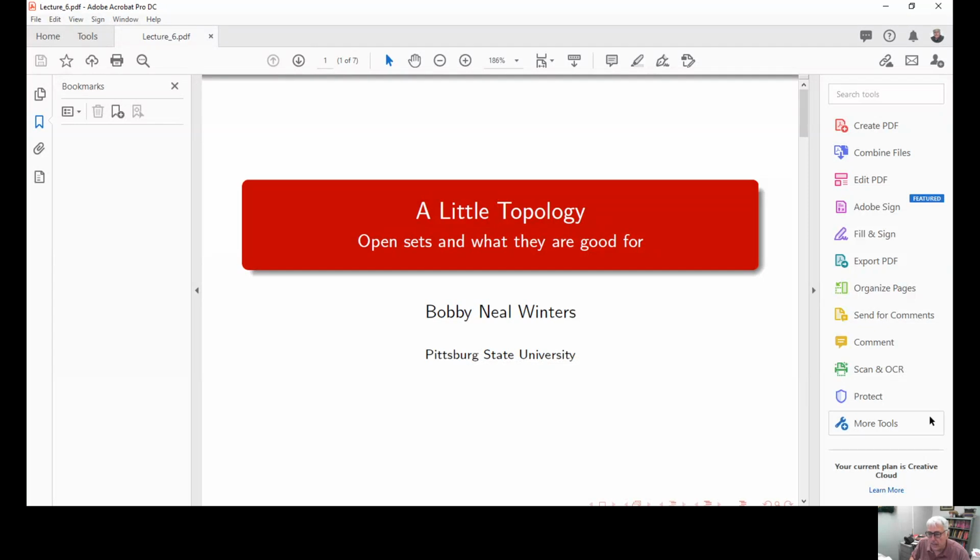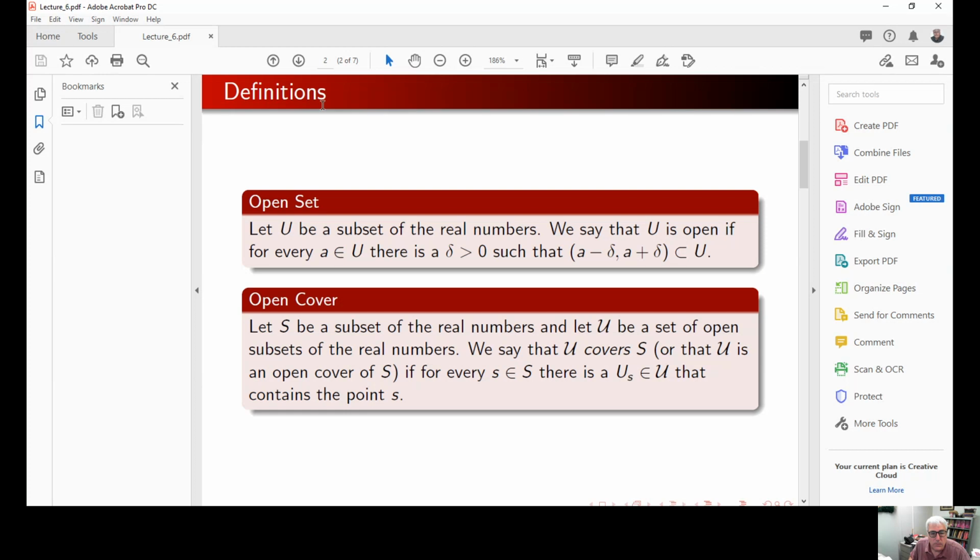Today's lecture, we're going to talk about a little topology, and topology is basically about open sets and what they're good for. There are going to be a lot of definitions on this, and a lot of things to memorize for the exam, and so I suggest you pay attention.